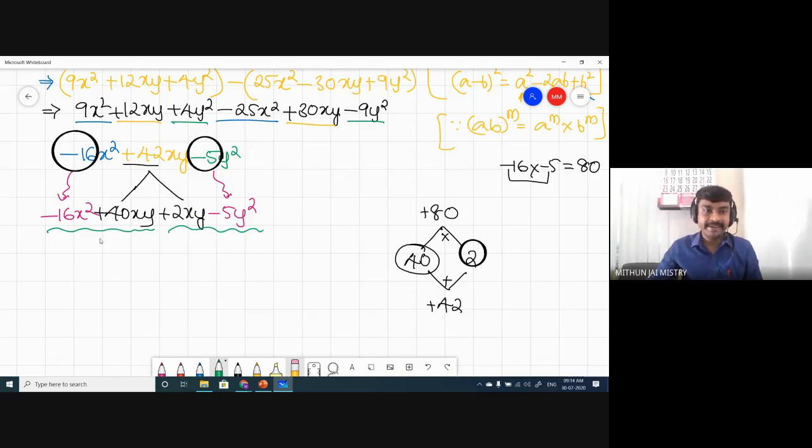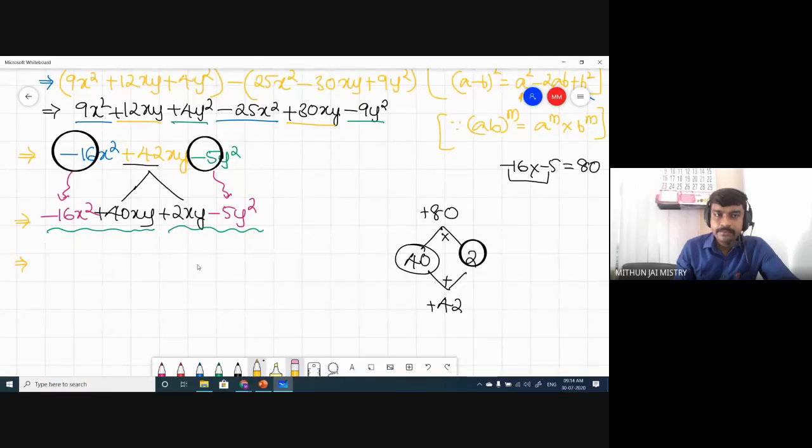See, I have separated the first two terms and the next two terms, underlined, right? Now have a look. What is common in the first two terms? Minus 16 is there, x squared is there. So this can be written as minus 8 into 2, and this is minus 8 into 5. 8 2s are 16, 8 5s are 40. So number 8 is common.